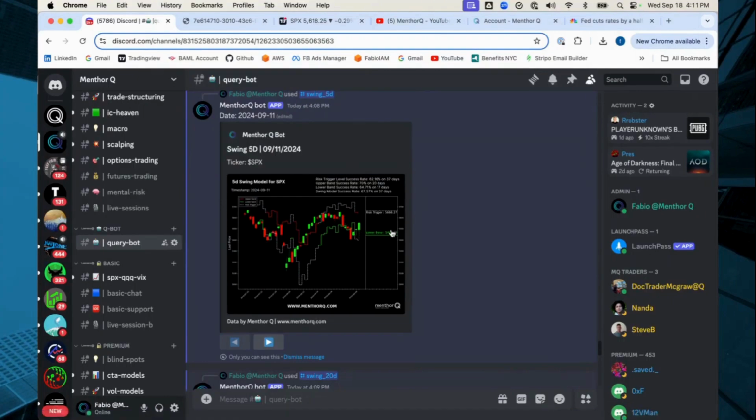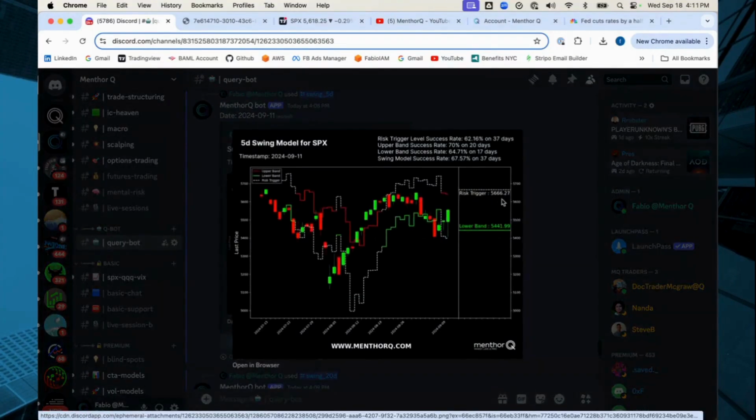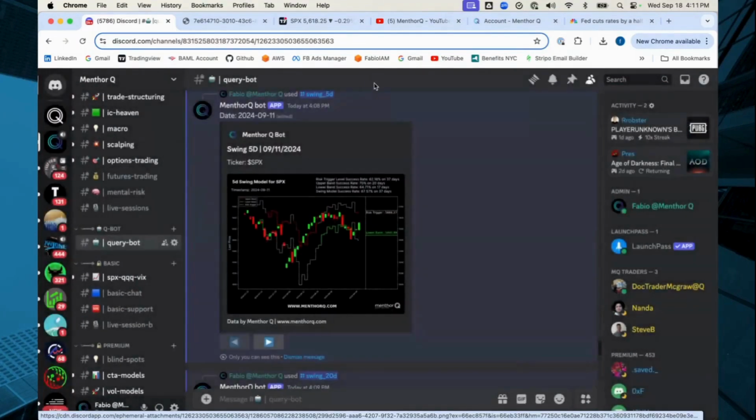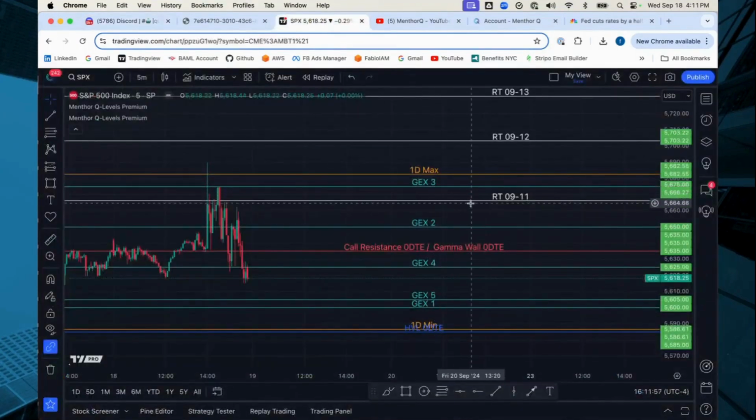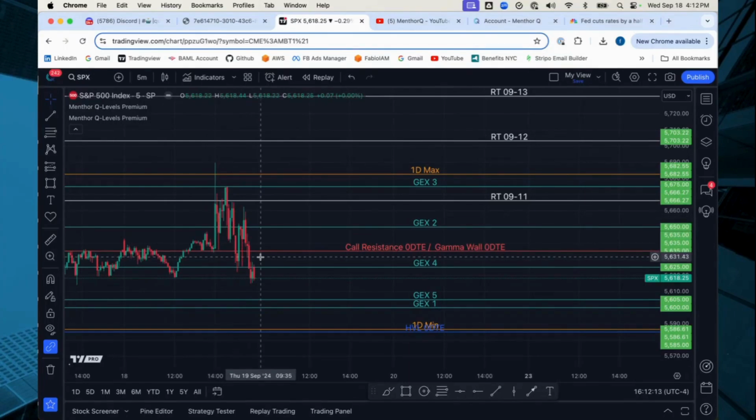So we have a risk trigger of 5,666.27, which is this level here. So as we can see, the level that was posted 5 days ago was now acting as a rejection area that caused then the potential downside towards the close. Don't know if you want to add anything there, Patrick.